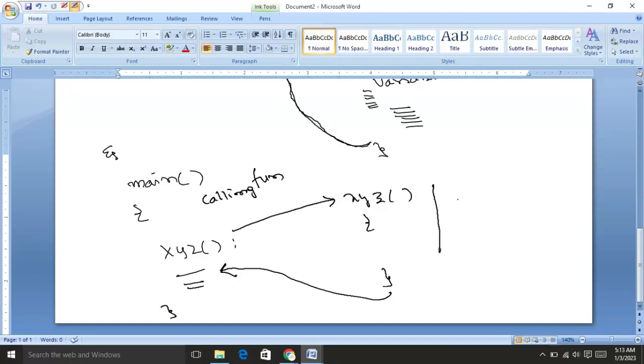This user defined function is known as the called function.